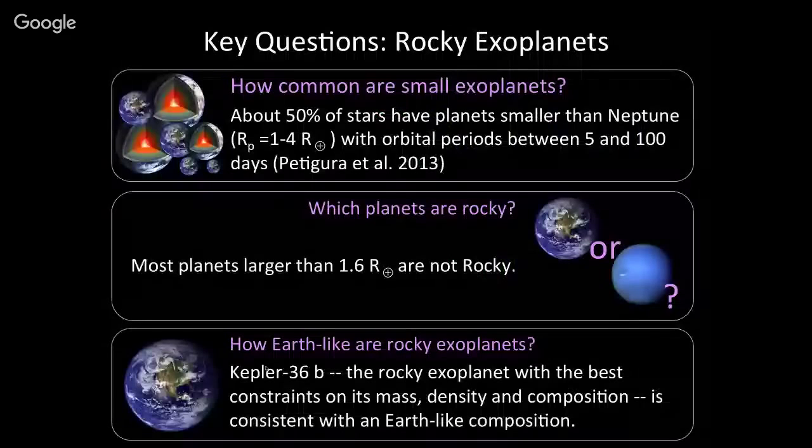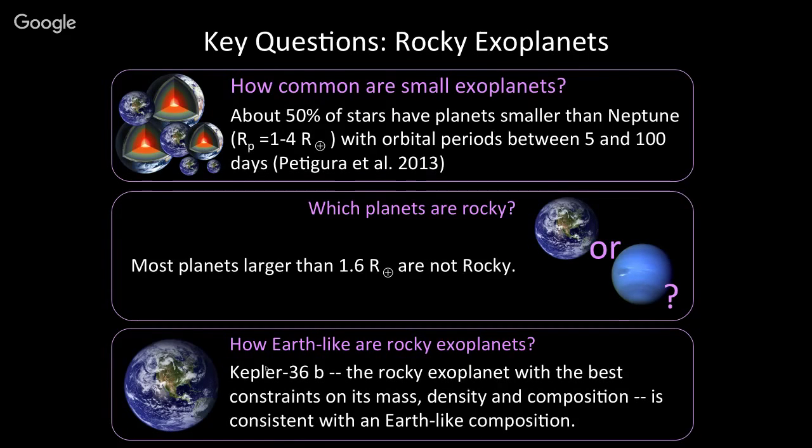Okay, sorry, let me go back. So, in response to this last question, how Earth-like are these rocky exoplanets? Well, I've really just given you two case studies. Kepler-36b, the rocky exoplanet with the best constraints on its mass, density, and composition, is very consistent with having an Earth-like composition. Whereas the second case study, KOI 1843.03, is the one example we have to date of a potentially iron-rich exo-Mercury analog.